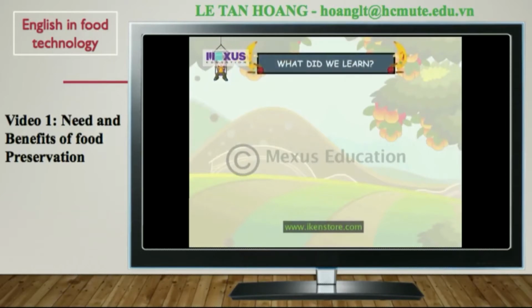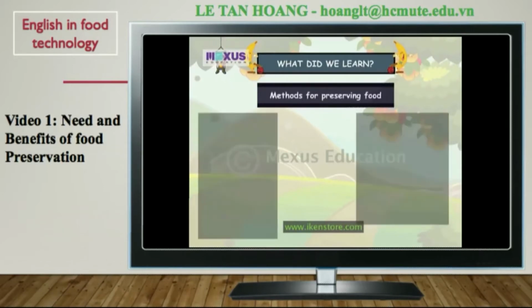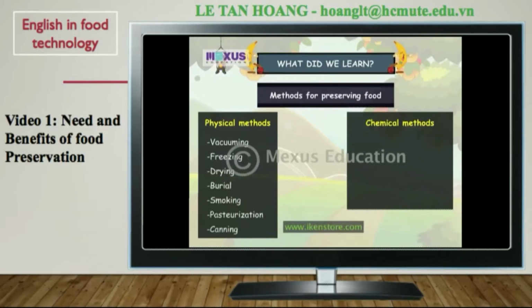So, what did we learn? We learned about the methods for preserving food. There are two methods, physical and chemical. Physical methods involve vacuuming, freezing, drying, burial, smoking, pasteurization, and canning. Chemical methods involve high salt and high sugar addition, citric acid and ascorbic acid storage, and addition of antioxidants.